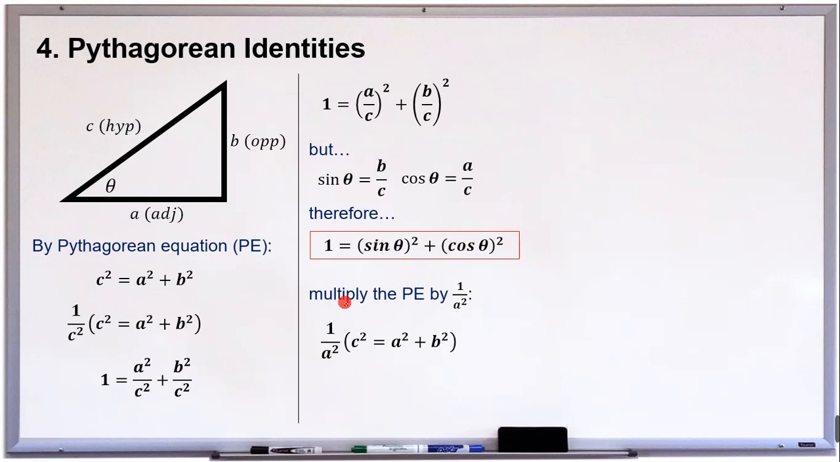Now, going back to our Pythagorean equation, if we multiply this time by 1 over a squared, we will have the equation (c over a) squared is equal to 1 plus (b over a) squared.